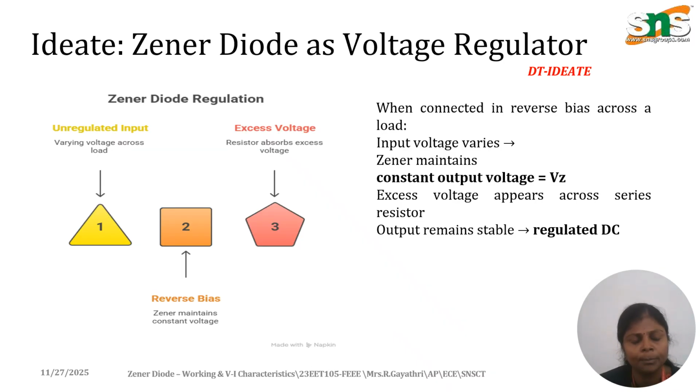Coming to one of the applications of the Zener diode, it is used as a voltage regulator. In voltage regulation, the output voltage in the circuit is directly proportional to the breakdown voltage, which is nothing but the Zener voltage. When excessive voltage is applied across the series resistor, the output remains the same, so there will be a regulated DC voltage in the Zener diode application.